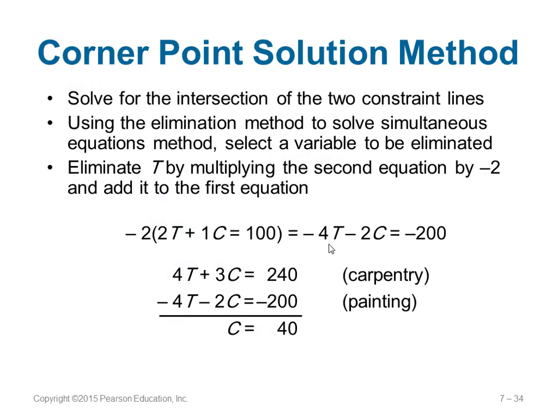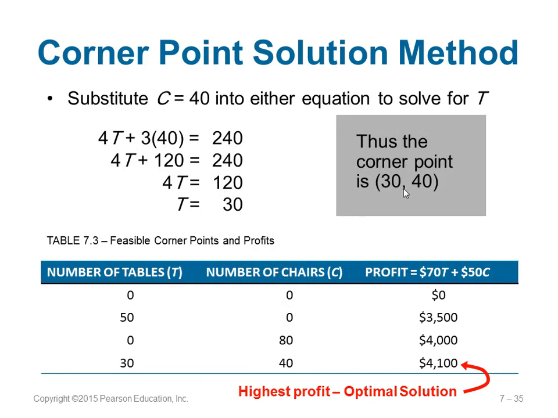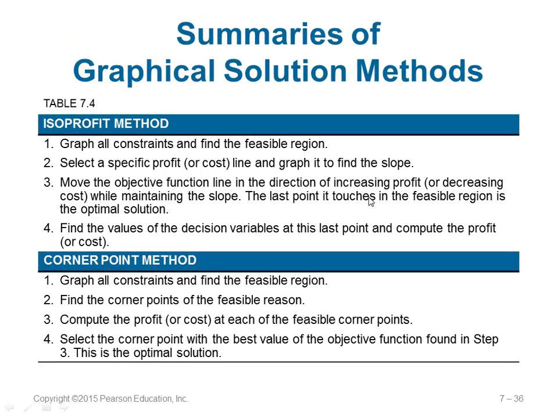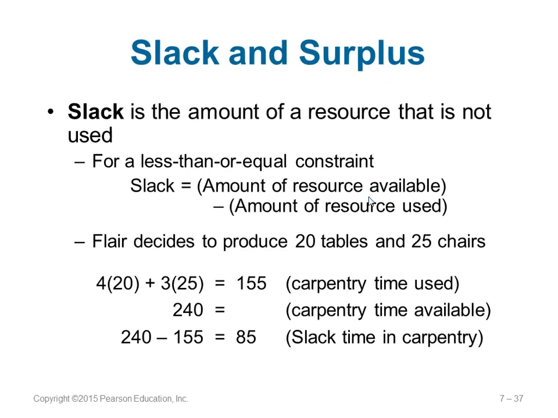You can solve the equations for both of them, and you get the value. Solving simultaneous equations is very simple. The value is 30, 40. If you apply all four points, 0, 0, 50, 0, 0, 80 and 30, 40, to our objective function, you get the values. The one that gives you the highest profit is the optimal solution. So simply, there are two ways. Isoprofit, where we started with a line and continued increasing it with the same slope, trying to find the point that gives the maximum profit. And corner point, where you take all the points and, for each point, find what profit the objective function gives you.